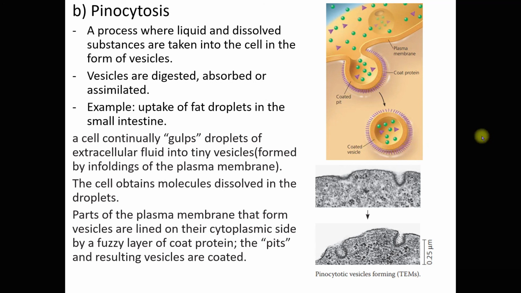Okay, so an example of pinocytosis is the uptake of fat droplets in the small intestine. A cell continually gulps droplets of extracellular fluid into tiny vesicles. The cell obtains molecules dissolved in the droplets. Parts of the plasma membrane that form vesicles are lined on their cytoplasmic side by a fuzzy layer of coat protein, right? The pits and resulting vesicles are being coated.